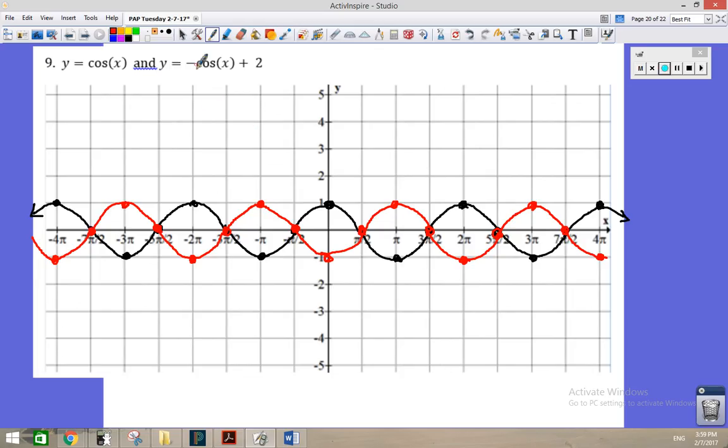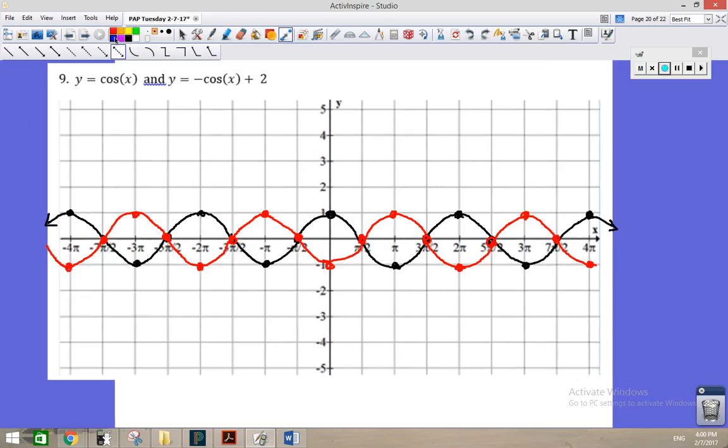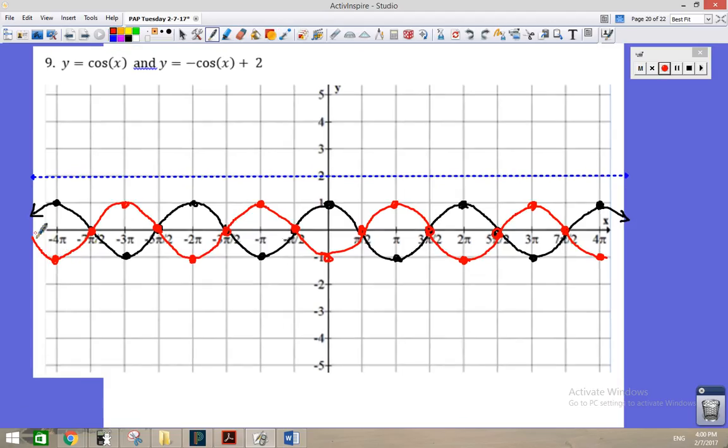Alright, so I've taken care of this reflection. Now, this graph in red, I need to lift it up 2 units. So let's make it in blue. This center line that was at the x-axis, at y equals 0, has now been lifted up to y equals 2. And so every point on this red graph now gets lifted up 2 units.